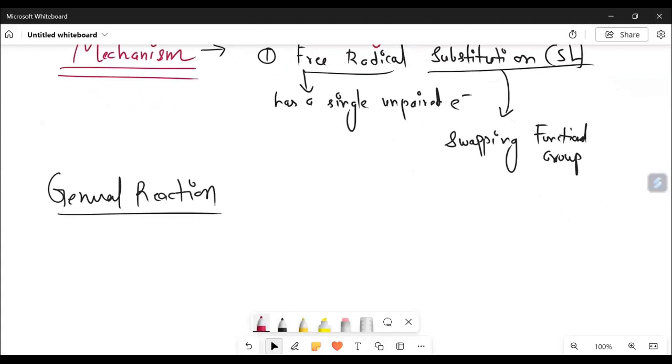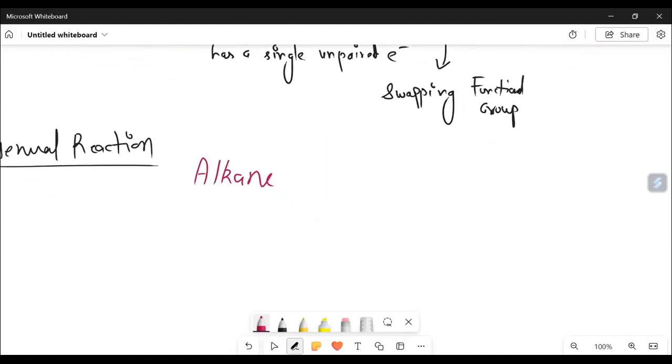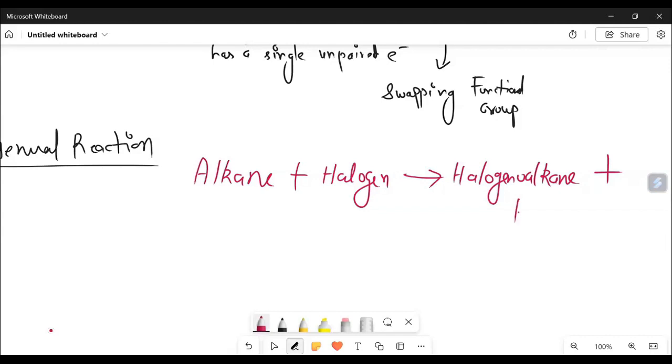If I am writing the general reaction here, what could it be? Any alkane plus halogen reacts with each other to give halogenoalkane plus hydrogen halide. What is formed in this? Hydrogen halide.